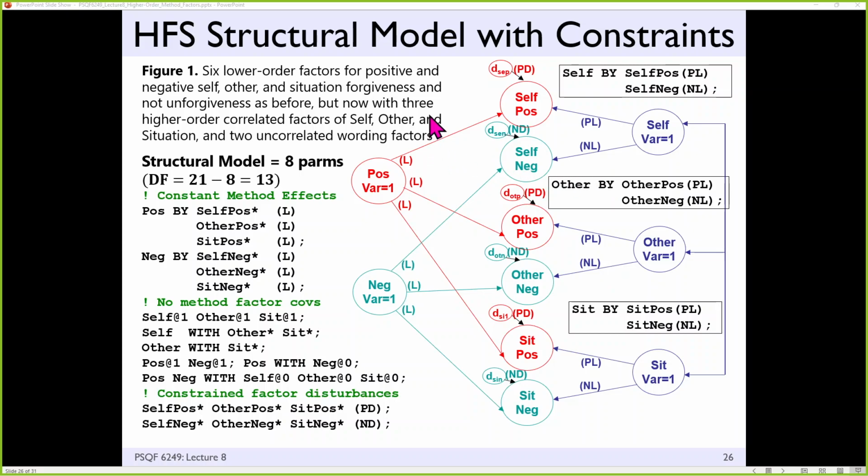So here's my argument. Can you repeat that? Yep. So in the same way that I forced all the positive subfactors to have the same loadings, I forced all the positive subfactors' disturbances to be the same, to have the same factor variance left over.